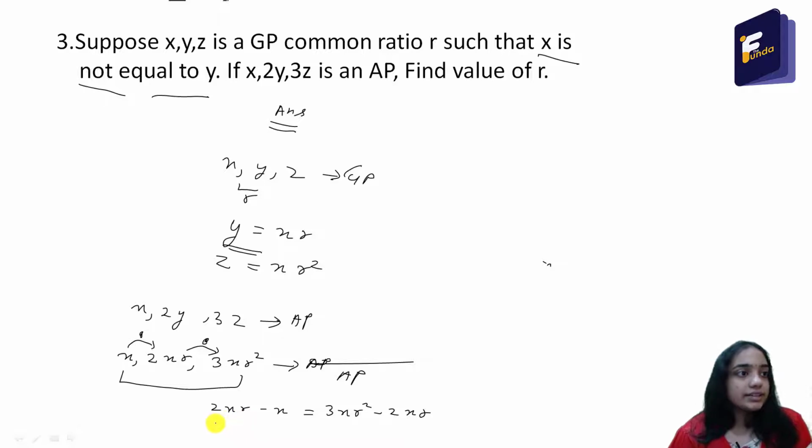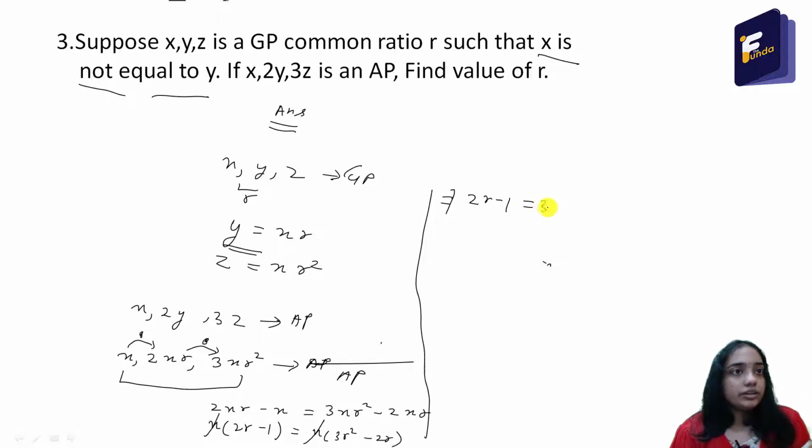Now we will take X common. So it will be X times 2R minus 1, and from the right hand side also we will take X common, so it will be X times 3R square minus 2R. Now here you can see that X cancels out in this equation. So this implies 2R minus 1 equals 3R square minus 2R. We have to solve for R.